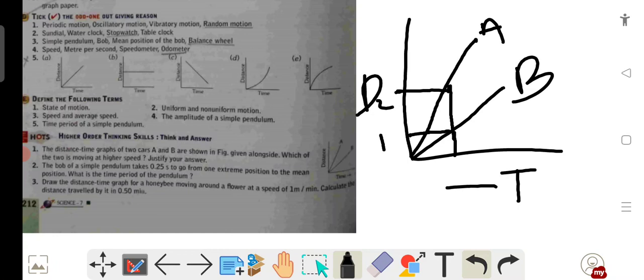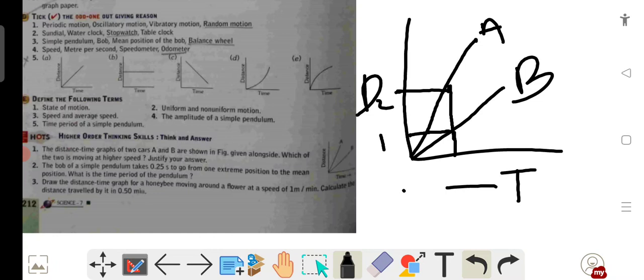So what is the speed? Speed is equal to distance by time. Here the distance traveled by car A is greater than the distance traveled by car B. So the higher speed is of car A, because the distance traveled by car A is greater than the distance traveled by car B.